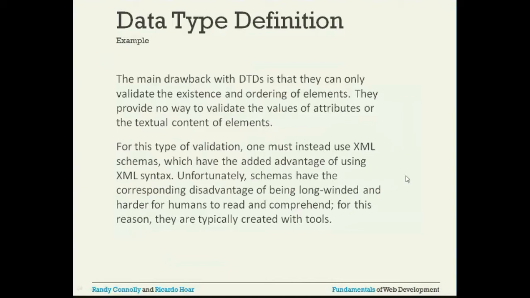For this type of validation, one must instead use XML schemas. So how to validate the values of the attributes? We have to use the schemas. That is another way of doing it. By using the schema, it has the added advantage of using XML syntax. Unfortunately, schemas have the corresponding disadvantages of being long-winded and harder for humans to read and comprehend. For this reason, they are typically created with tools. So the advantage with the schema is it can validate the values of the attributes. The disadvantage is it is not easy for humans to understand.